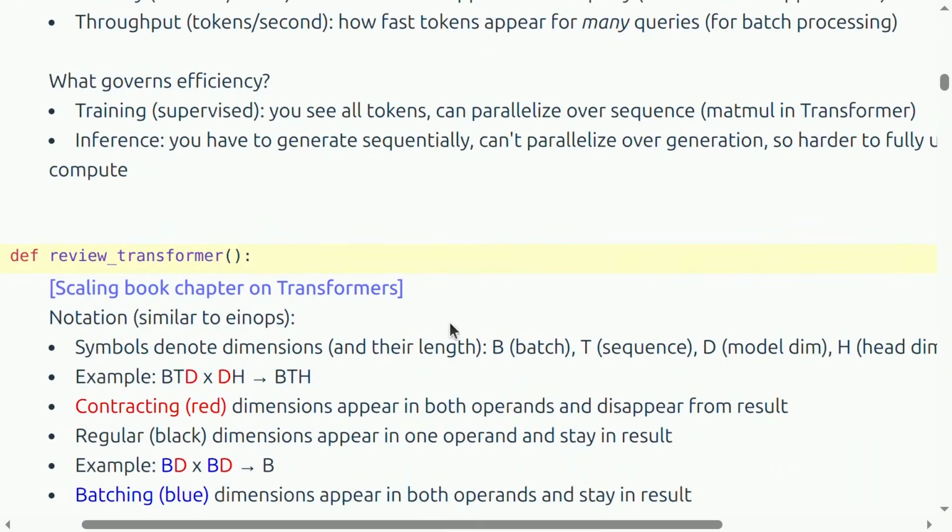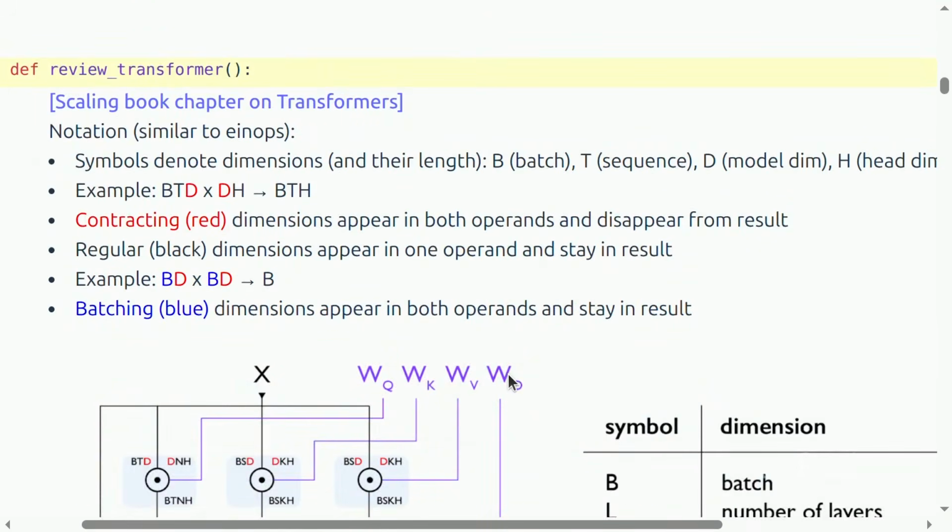All right, so this is going to be a bit of a review, mostly to make sure we're on the same page with respect to notation. Much of this lecture is based on the scaling book from Google on transformers and inference. So I do recommend that people go check it out. It's very nicely written, and some of the figures are generously lifted from that book.